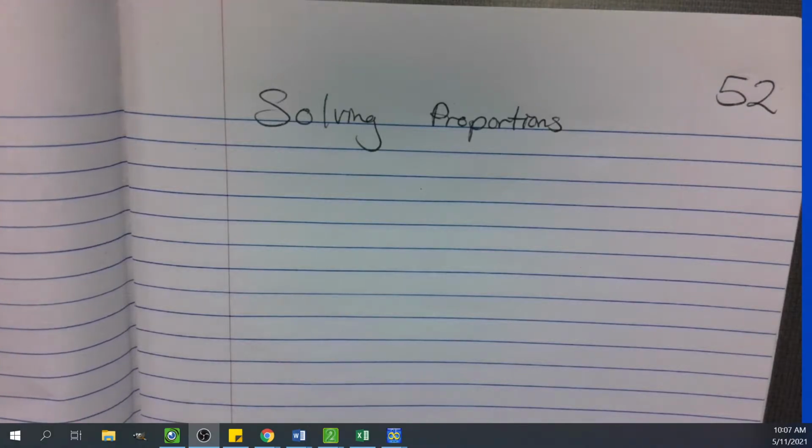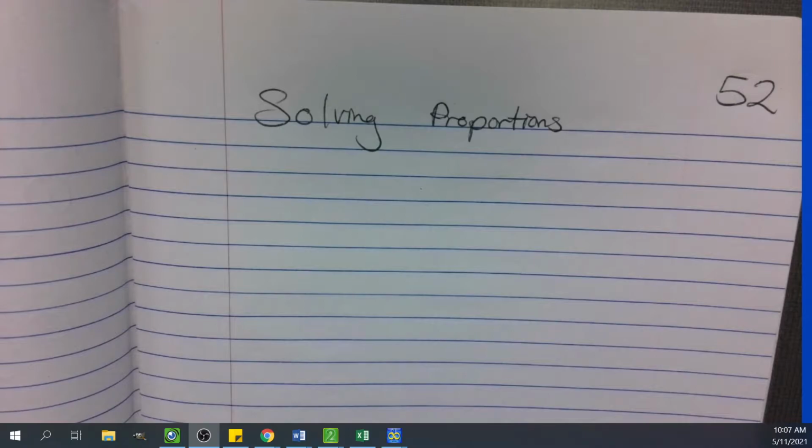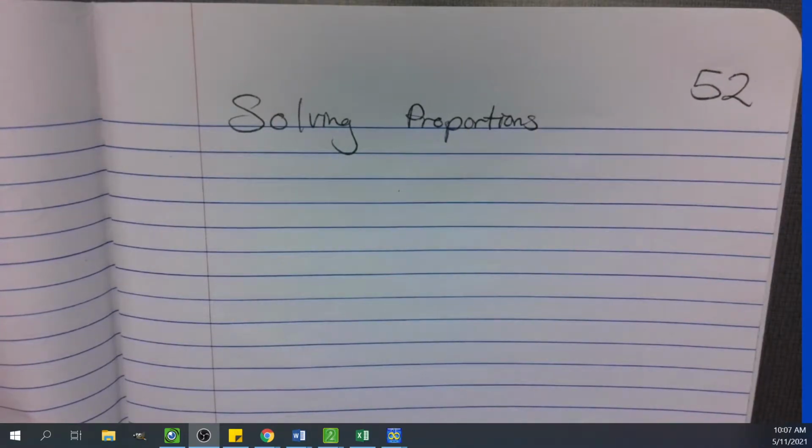All right, you guys. We're doing solving proportions. Does anybody know what a proportion is? What does proportion even mean?